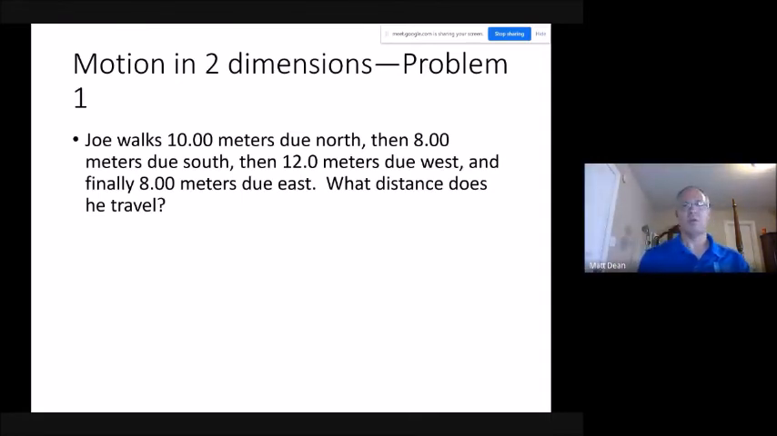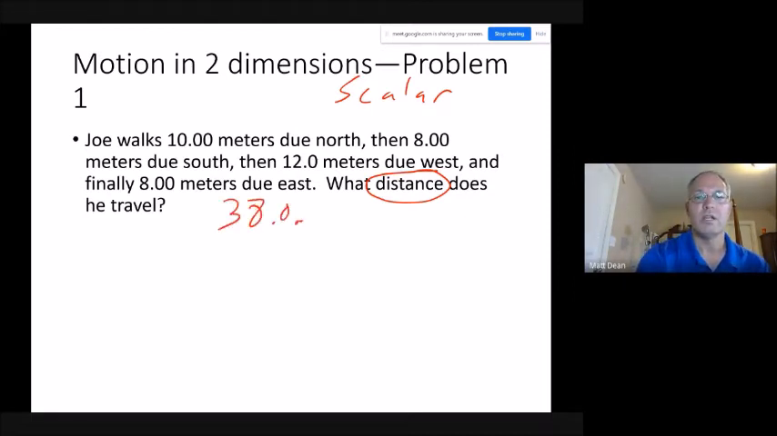So Joe walks 10 meters north. He then walks 8 meters south. He turns and walks 12 meters west. And finally, 8 meters due east. What distance does he travel? Notice this is distance. And remember, distance is a scalar. Direction doesn't matter. So if we're looking for distance, we just add all these up. He goes 10 plus 8 plus 12 plus 8. And let's see, that's 38 meters. So his total distance traveled is 38 meters.